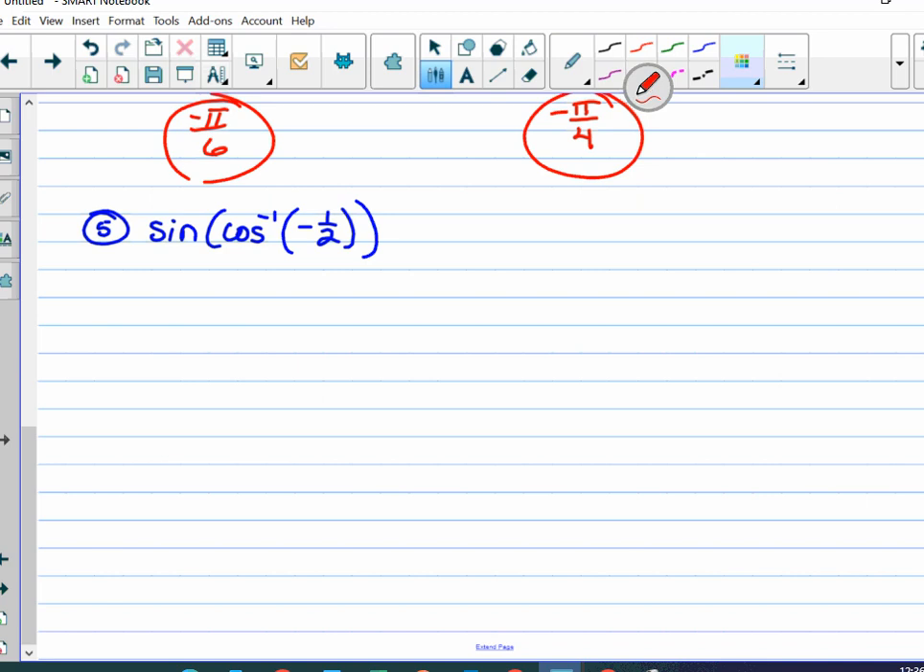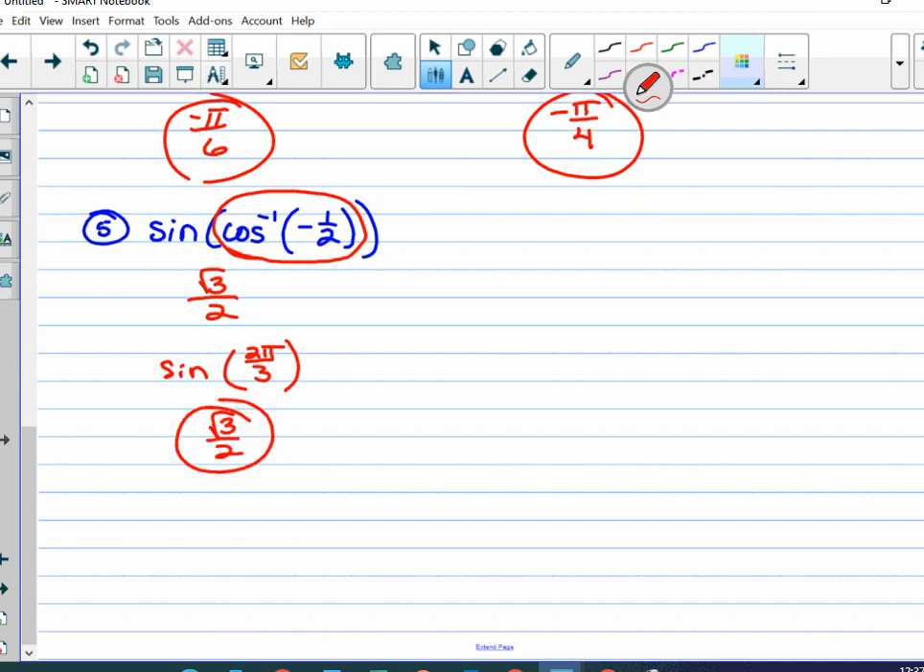All right, what do we get? Do we have an answer? Root 3 over 2, yes. Okay, let me walk you through it in case you're stuck. Start on the inside. Inverse cosine of negative 1/2 is 2 pi over 3. That's second quadrant, where cosine is equal to negative 1/2. Then you are back to just a regular trig value. What is the sine of 2 pi over 3? It is root 3 over 2.